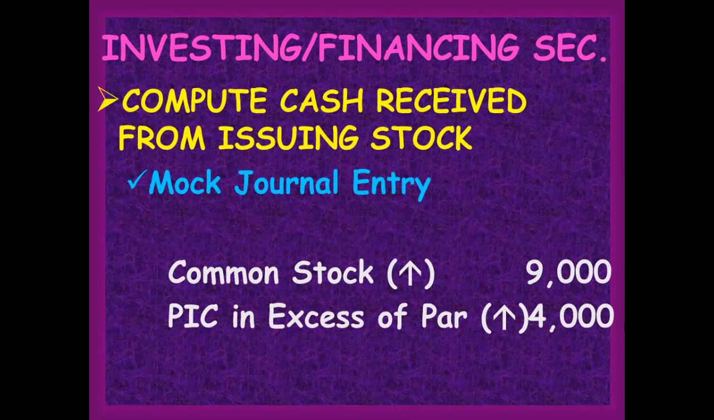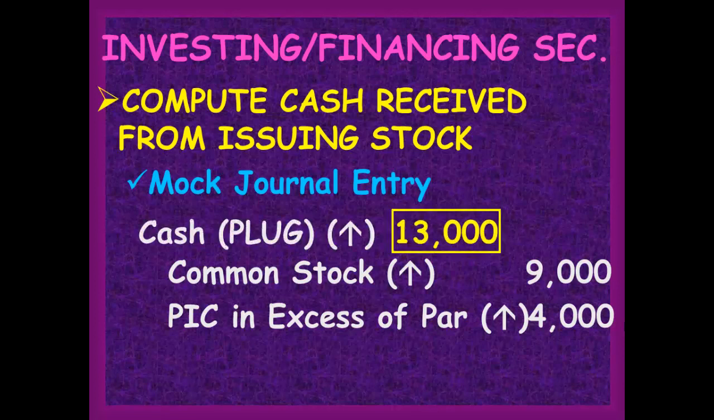To make it balance, step 3 says plug cash. How much cash must I have gotten for issuing stock? $13,000. Now notice we're not going to report the 9 and the 4 separately. We got $13,000 cash from issuing stock. Not 9, not 4, 13. So we received $13,000 cash from issuing stock.